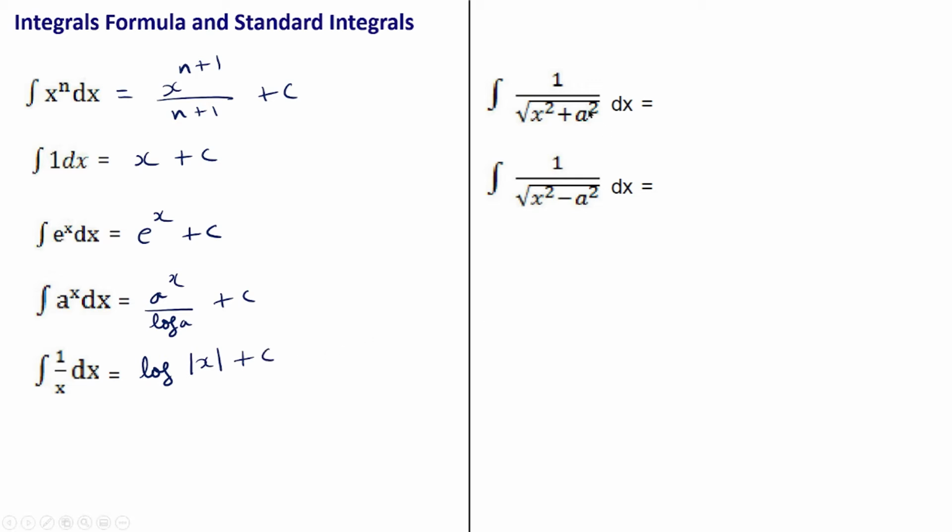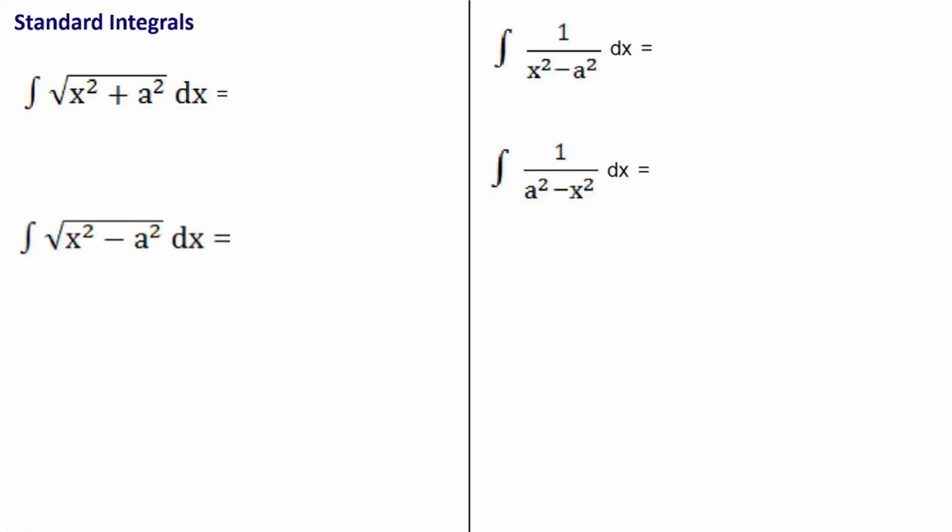And now we have some more standard integrals here. Integral 1 by root of x square plus a square dx is equal to log mod x plus root of x square plus a square plus c. Next we have integral 1 by root of x square minus a square dx. It is log mod x plus root of x square minus a square plus c.